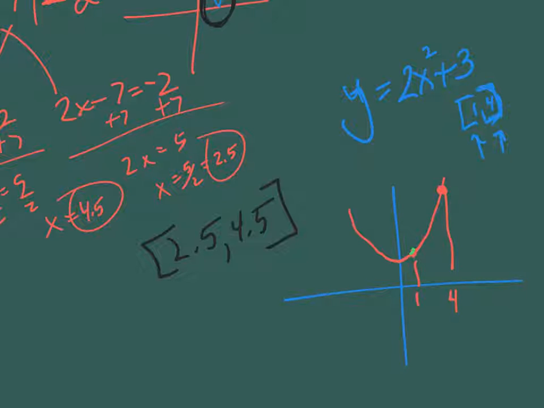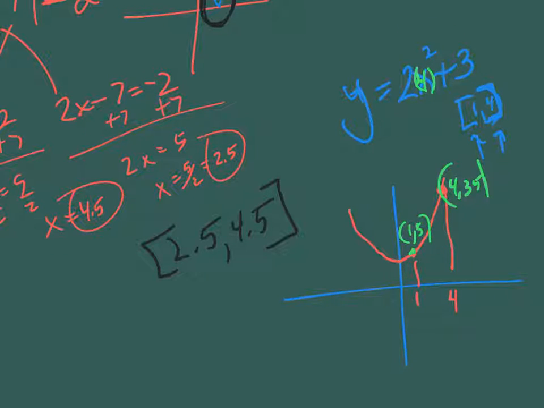Okay, I hope you realize you really needed a point here. 1 comma something. How do you figure out the rest of the point? 1 comma, you put the 1 in. 1 squared is 1 times 2 is 2 plus 3 is 5. 1 comma 5. Raise your hand if you had 1 comma 5. Awesome. And the other point would be 4 comma, well, put the 4 in. And 4 squared is 16 times 2 is 32, 35.